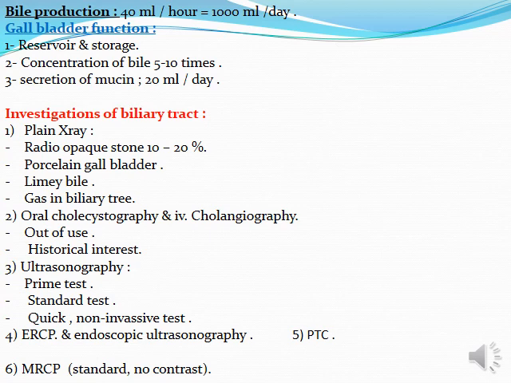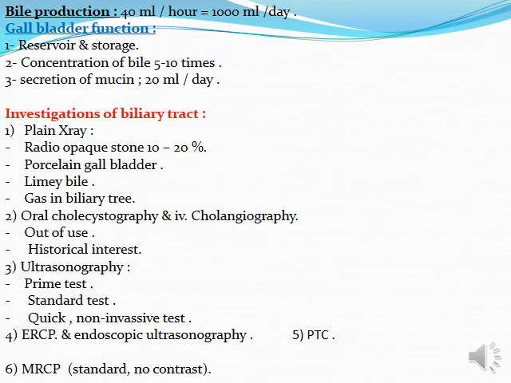Investigation of the biliary tract. Number 1, plain X-ray. It shows radio-opaque stones in around 10 to 20%, and detects porcelain gallbladder and limy bile, and sometimes gas in the biliary tree. 2. Oral cholecystography and IV cholangiography. It is out of use nowadays. It is mentioned here for historical interest.